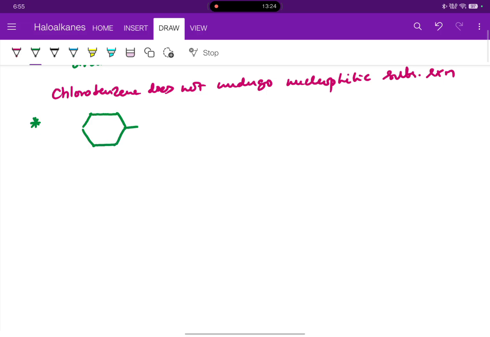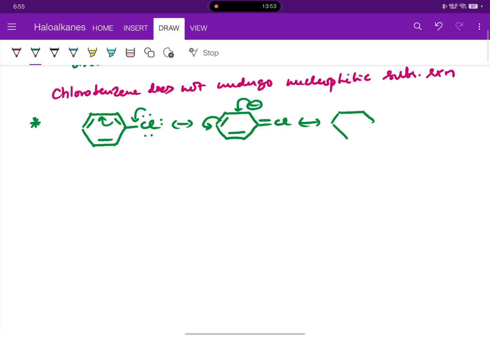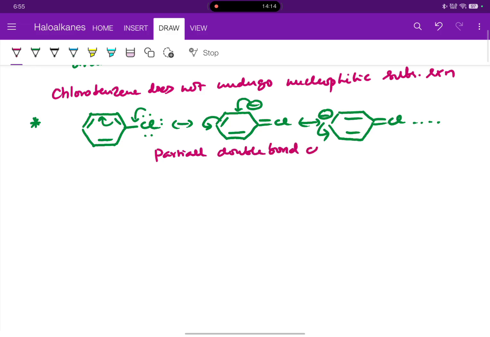So if you take chlorobenzene, as we have already seen, the chlorobenzene will be involved in resonance, right? If you look at the resonance, in most cases the C-Cl bond will be a double bond. If you check all the structures, most of the time the C-Cl bond is a double bond, and it goes on. So in simple language, you can say that it has a partial double bond character due to resonance. Very good. So this is one of the reasons.